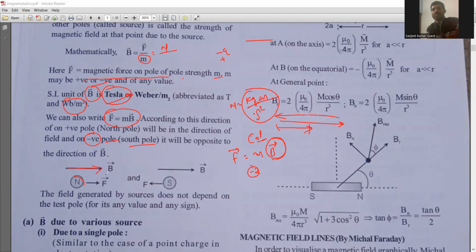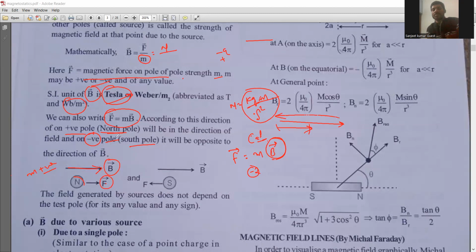So here you can see B and F are in the same direction. It means M is positive, and a positive pole goes toward north.